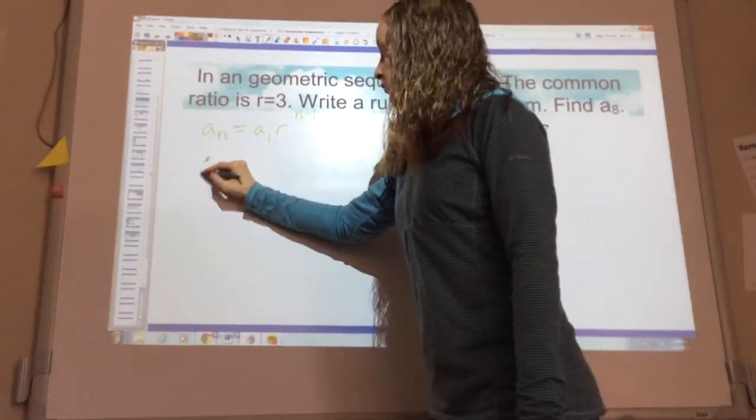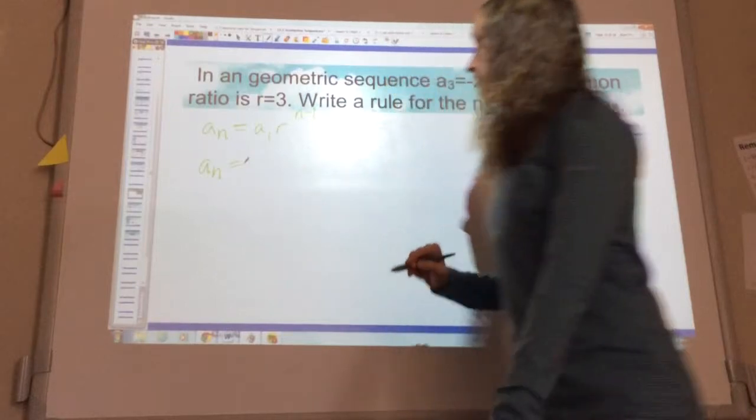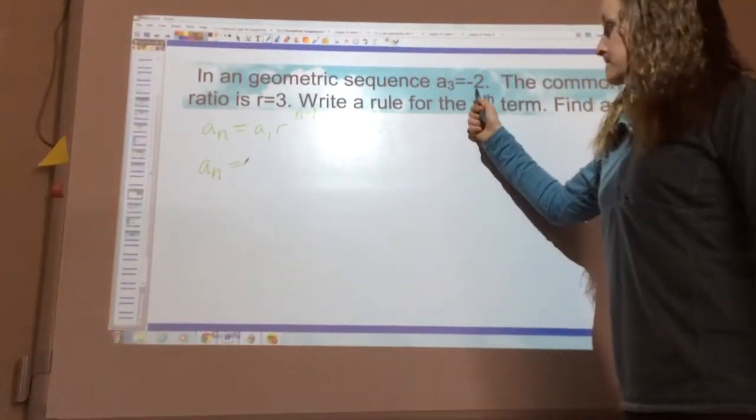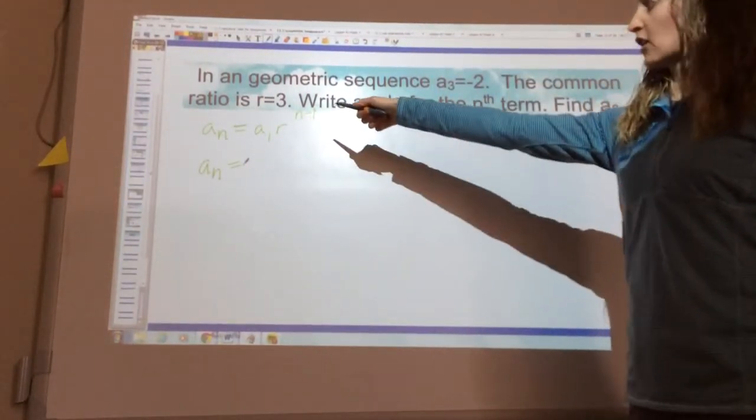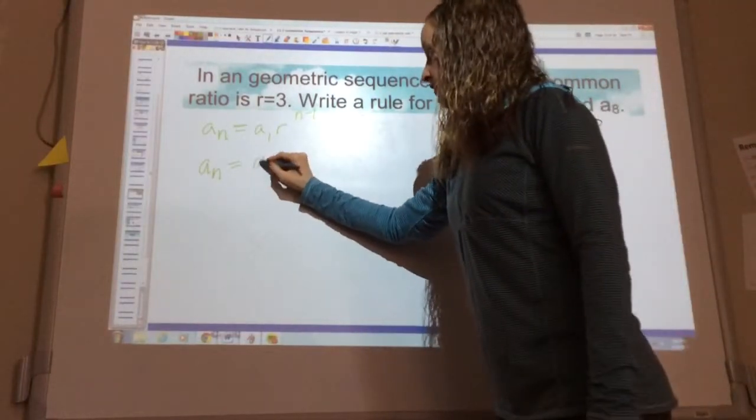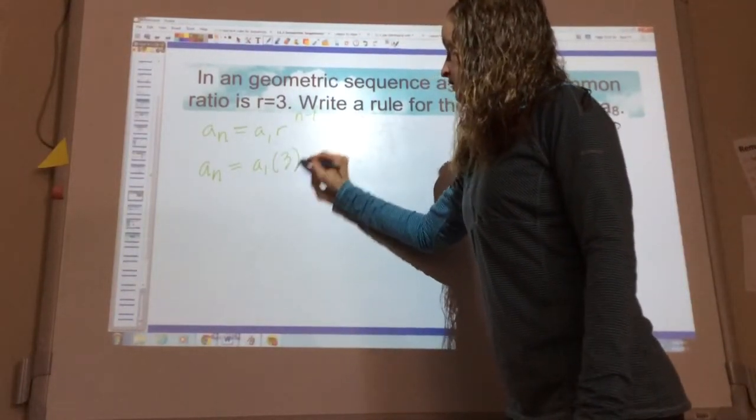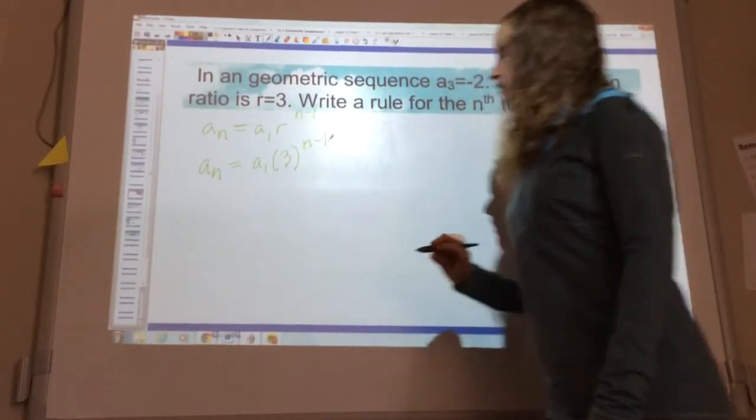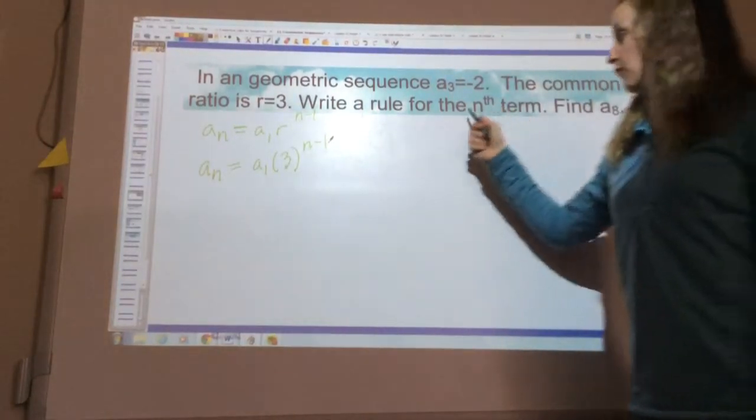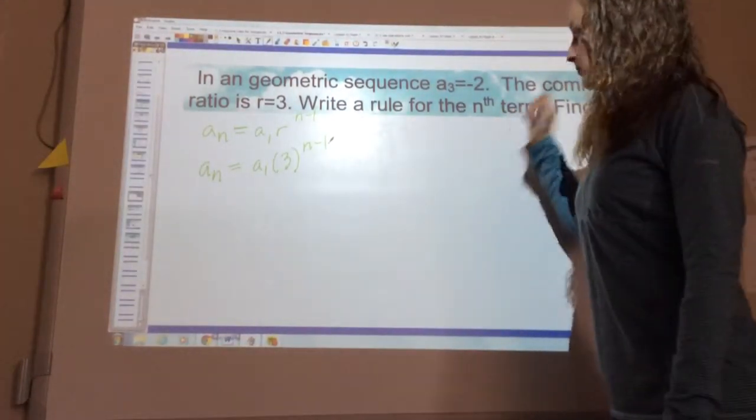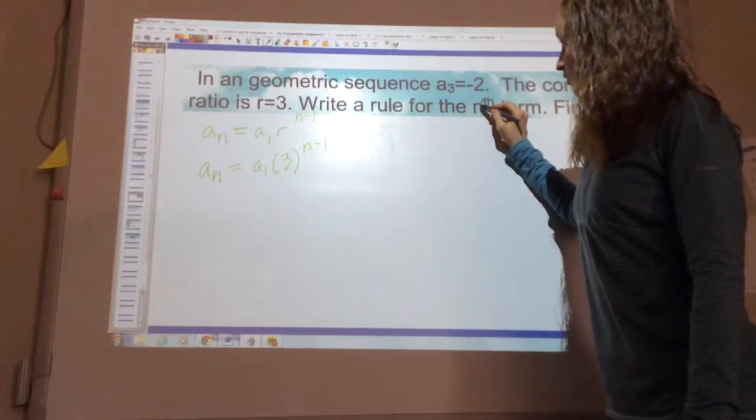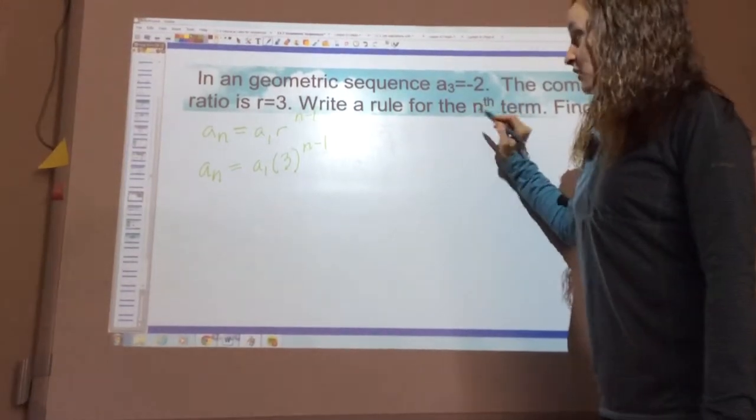Okay, sweet. What do we already know of that equation? We know that r is what? 3. So we have something like this, right? So if we follow, it says write a rule for the nth term. Right now we don't know n, but do we know our first term?